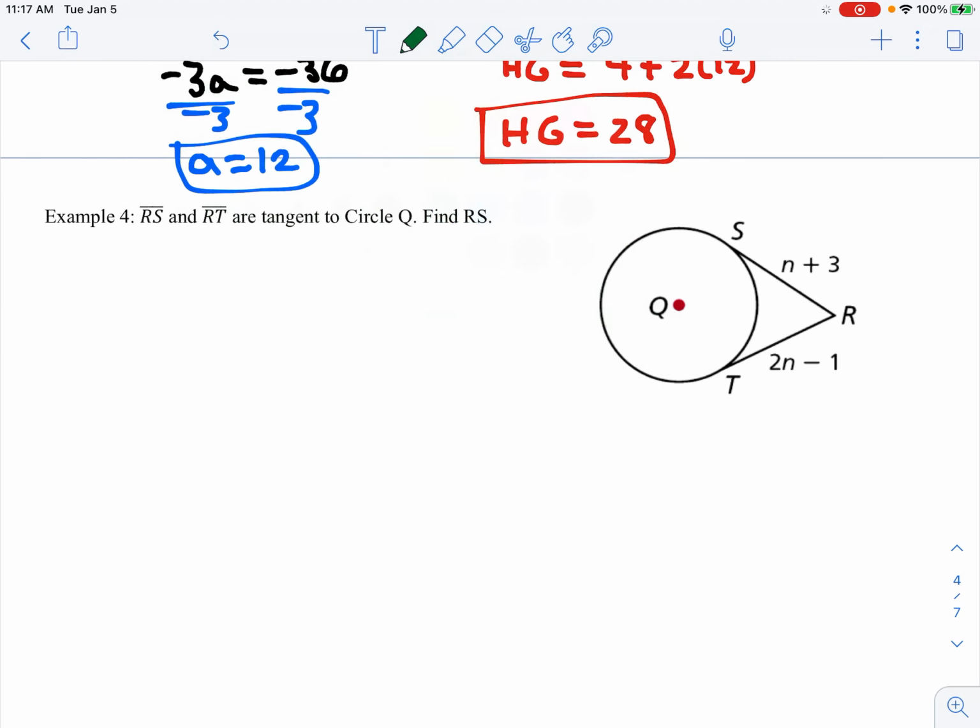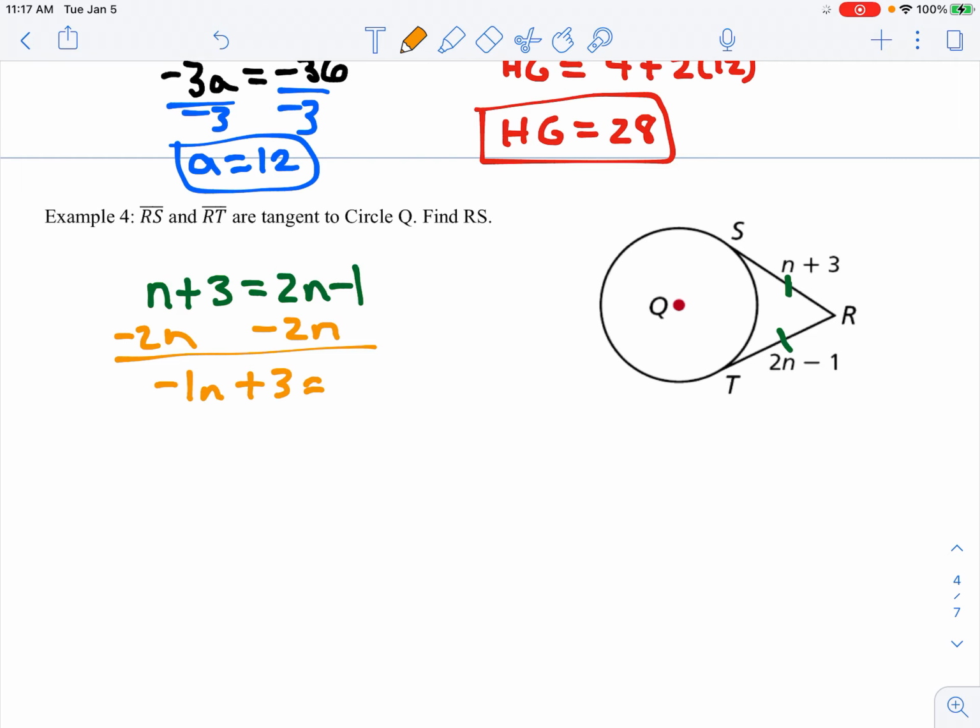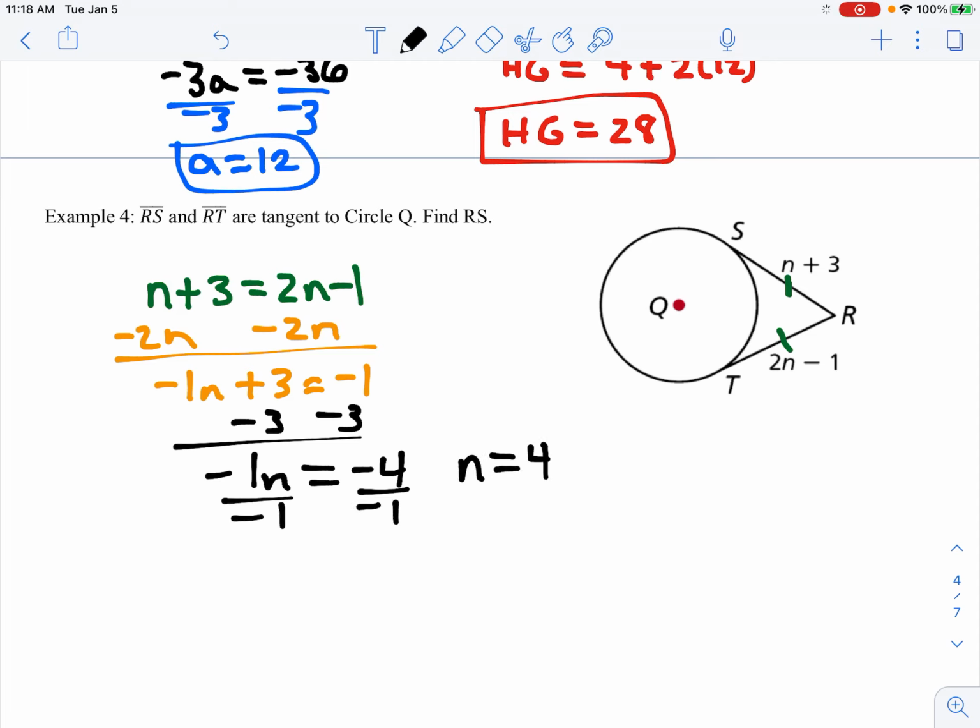All right, here we go, our ice cream cone again. I've got 2 tangents coming off a circle, therefore I know that these two have to be equal. Well, n plus 3 has to be equal to 2n minus 1. Let's solve it. Subtract 2n from both sides. I'm left with negative 1n plus 3 equals negative 1. Subtract 3 from both sides. I'm left with negative 1n equals negative 4. If I divide by negative 1, I get n equals positive 4.